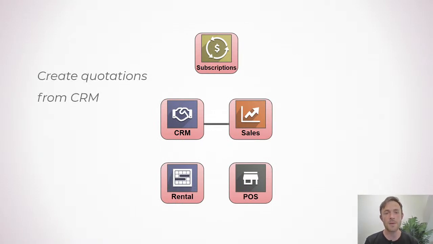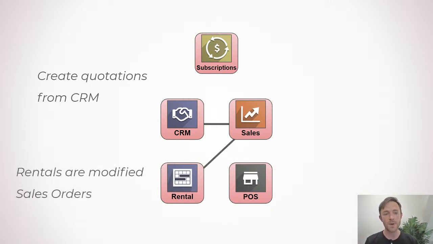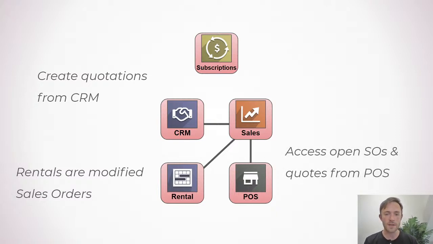The CRM app and the Sales app are very closely connected because you can create quotations and sales orders directly from CRM opportunities and leads. Sometimes we call that native quoting. Any rental order in the Rentals app is basically a modified version of a sales order. It follows all the same characteristics of sales, except you can rent products. And then from within the Point of Sale app, you can actually access existing quotations and existing sales orders from the Sales app. So they are connected in that sense.